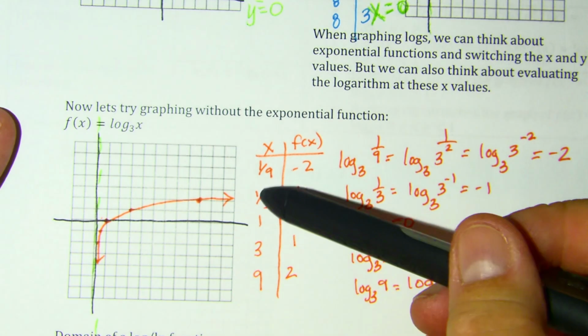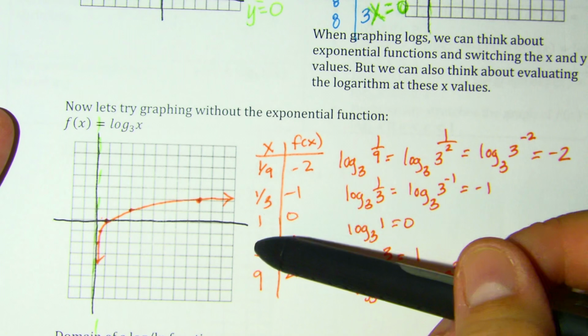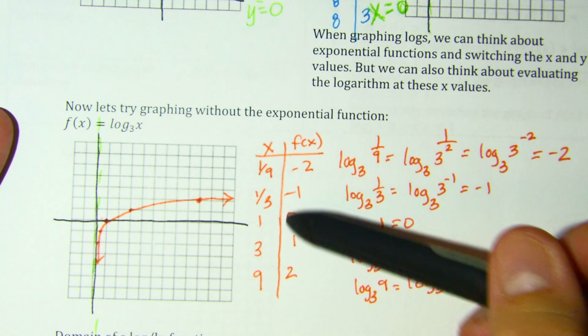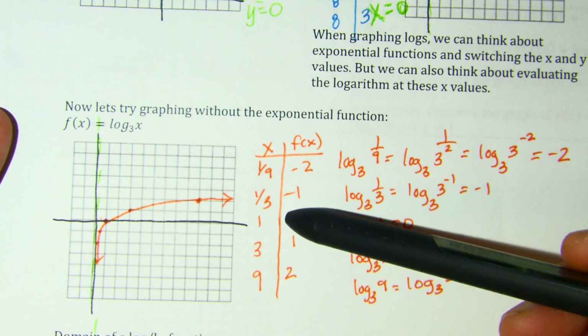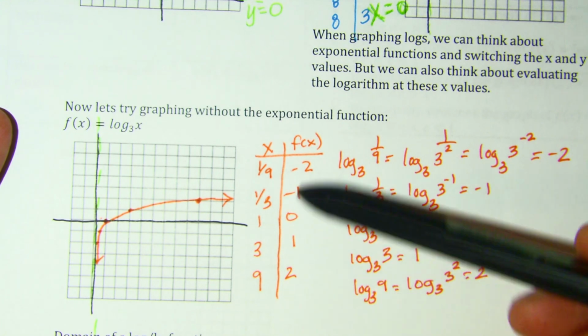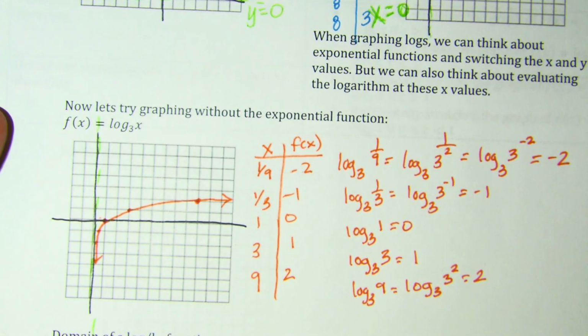So I like using 1/3, 1, and 3 and getting negative 1, 0, and 1. You could also use 1, 3, and 9 and then you get 0, 1, and 2. You could use all 5 points. It's really up to you, but you really only need 3 points to graph this.